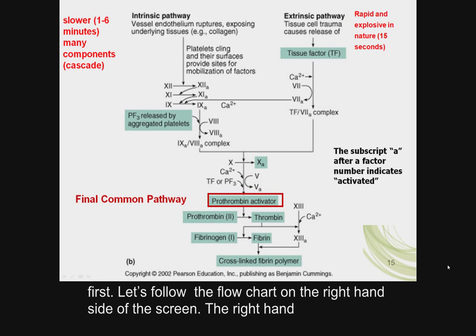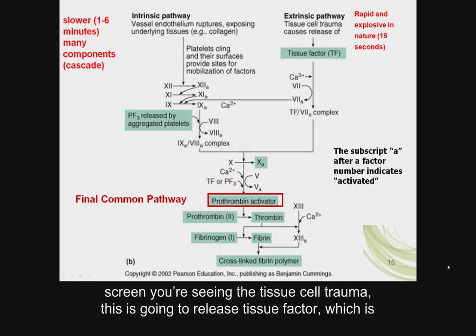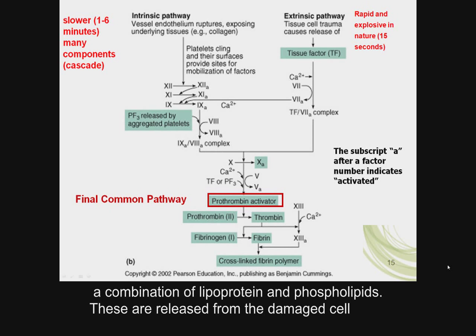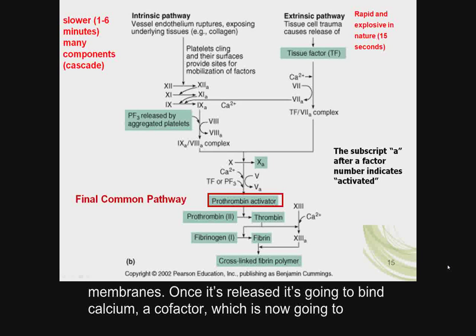Let's follow the flow chart on the right hand of the screen. The right hand of the screen, you're seeing the tissue cell trauma. This is going to release tissue factor, which is a combination of lipoprotein and phospholipids. These are released from the damaged cell membranes.